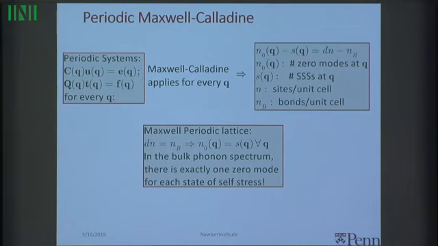Because we're talking about a periodic lattice, you can take a Fourier transform, and the big matrix breaks up into smaller matrices indexed by the wave vector Q. So now we have C of Q, U of Q is E, and we can apply the same argument telling us that the number of zero modes at wave vector Q minus the number of states of self-stress at wave vector Q is equal to the number of degrees of freedom in the unit cell minus the number of constraints in the unit cell, and that's equal to 0. So that tells us immediately that in these systems, the number of zero modes is equal to the number of states of self-stress, and that's a powerful tool for calculating the properties of the system.